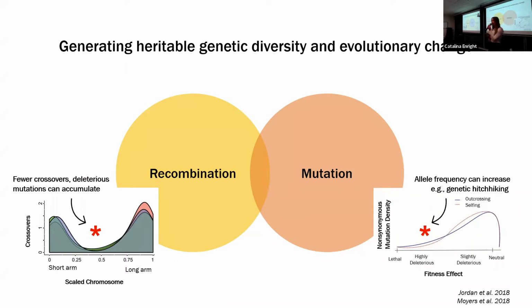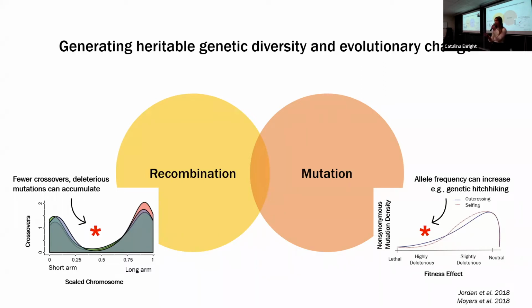Some additional points of overlap between these two processes, starting on the left-hand side. In those regions where there's fewer crossovers, deleterious mutations can start to accumulate over lots of generations in a breeding program and evolution. As well, on the right-hand side, through population improvement and artificial selection, the allele frequencies of some deleterious mutations can increase due to hitchhiking through selection and because they might be in linkage with traits of interest, and then we get these repulsion linkages.